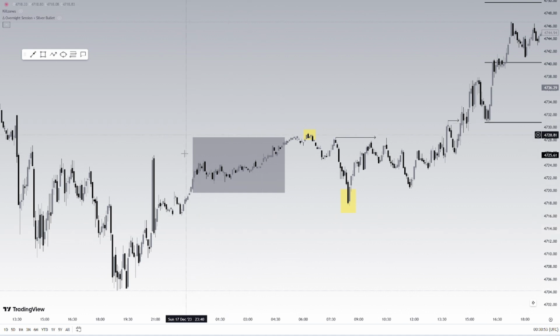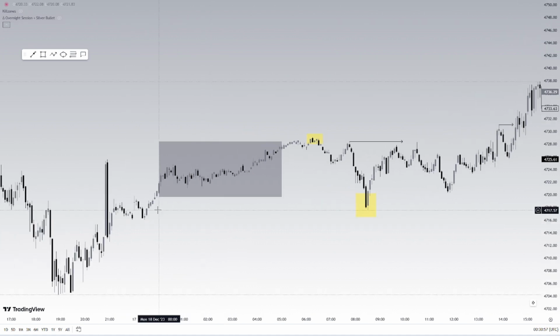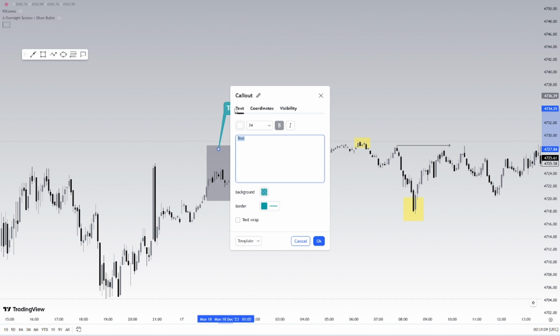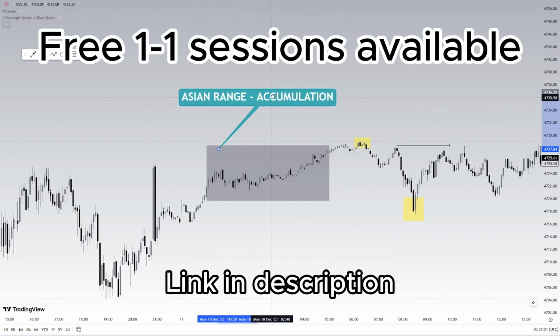So we have the Asian range with this box marked out over here in gray. Now the Asian range stems from midnight, and this is being recorded in the United Kingdom, so this is London time. Now, what is the purpose of the Asian range? The Asian range is known as the accumulation, right?